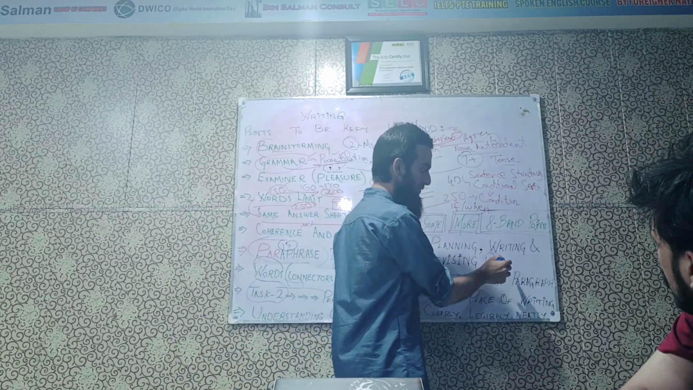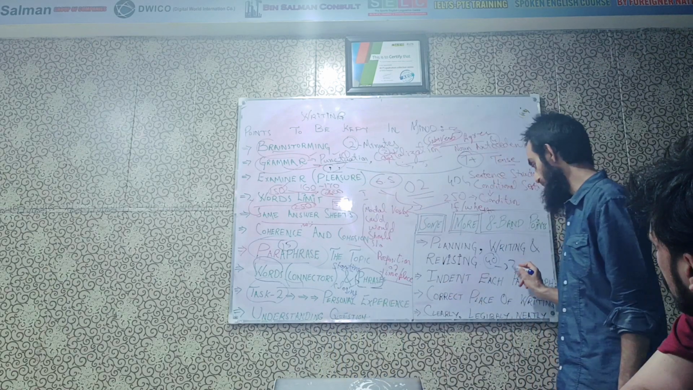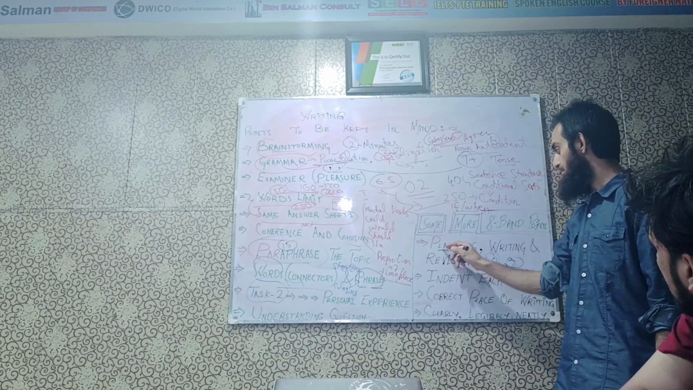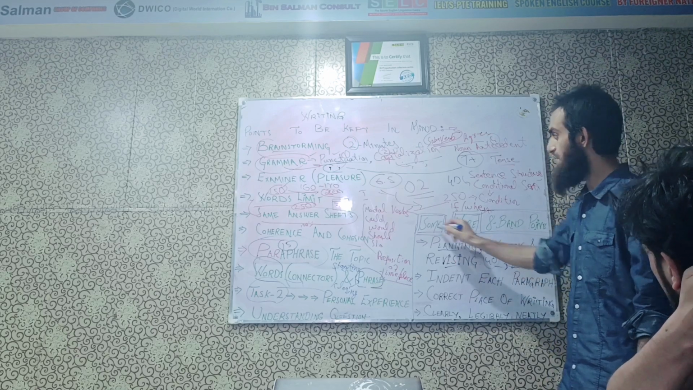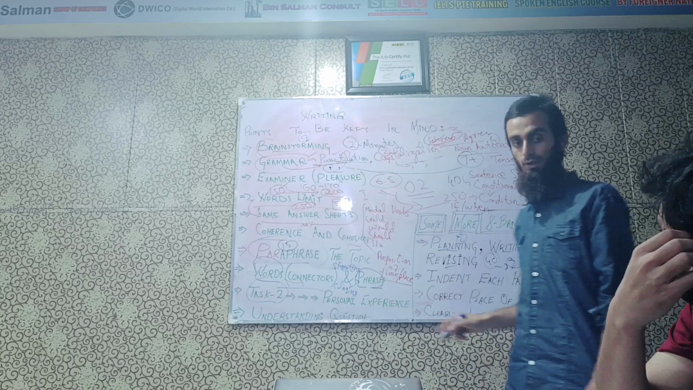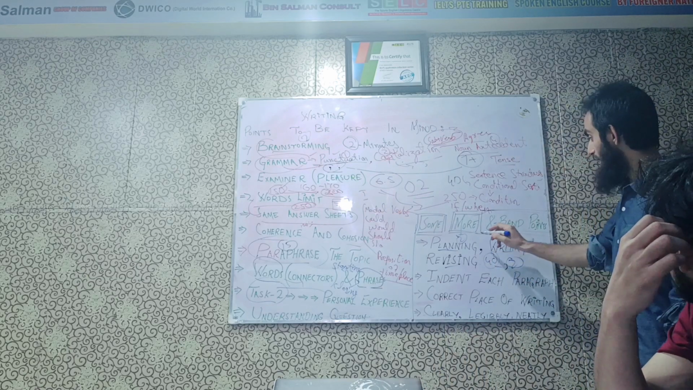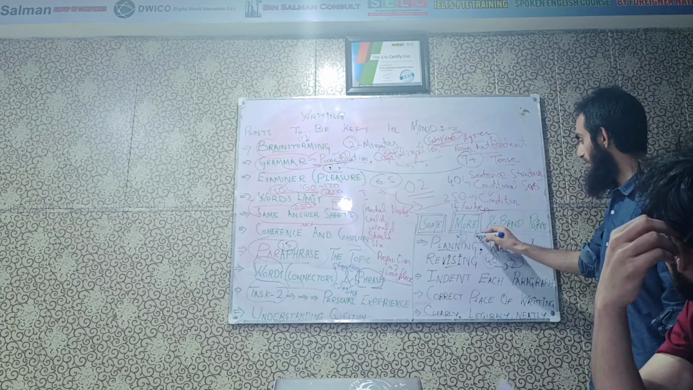40 minutes for task 2. Now, for task 2, if 40 minutes is given to you, proper planning, writing, and revising are the 3 important things. 2 minutes for brainstorming and planning, right? 2 minutes. What should I write? Exactly. Next, 36 minutes for writing.